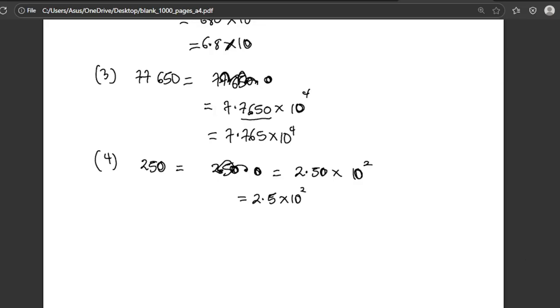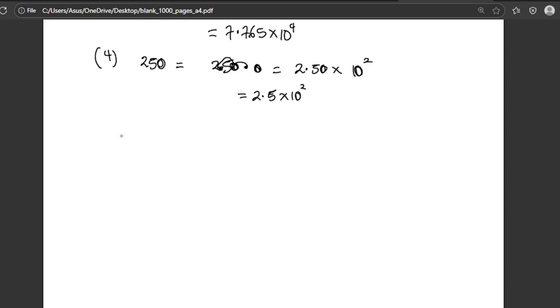Now let's move to numbers less than 1. Let's convert it to the standard form. The number I have is 0.886.